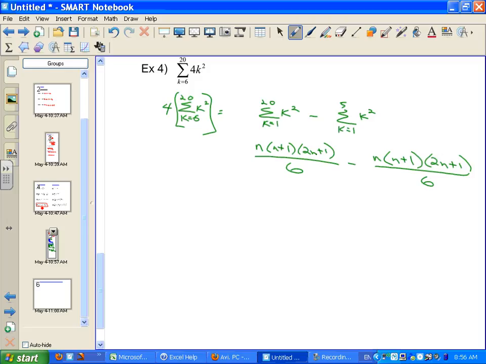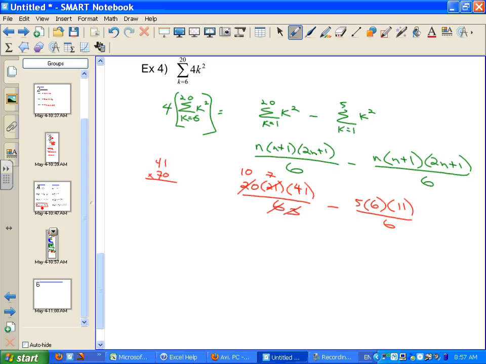All right, so when I plug in my stuff, for this first one, what's going in for n? 20, so it's going to be 20 times 21 times 41 over 6 minus, what's going in for my second one? 5. 5 times 6 times 11 over 6. All right, so down here, let's see, this will cancel with this, and I'm going to get 3 left over. Up here I'll have 10, but the 3 will cancel with the 21, leaving me with 7. So I'm going to get 70 times 41.